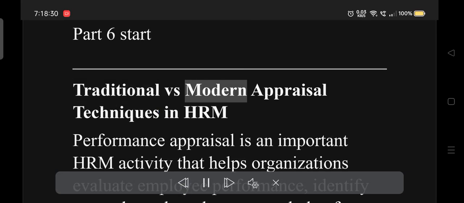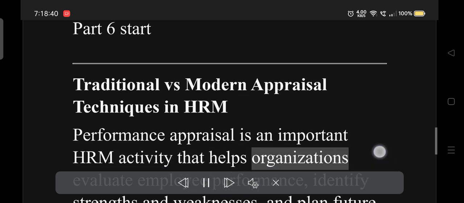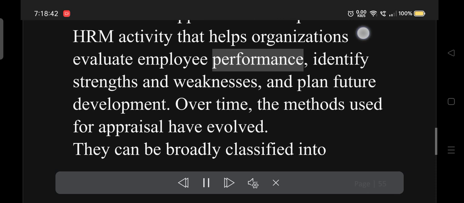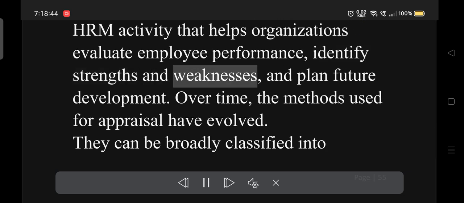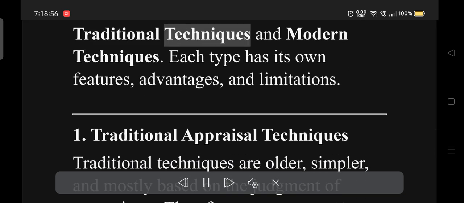Traditional versus modern appraisal techniques in HRM. Performance appraisal is an important HRM activity that helps organizations evaluate employee performance, identify strengths and weaknesses, and plan future development. Over time, the methods used for appraisal have evolved. They can be broadly classified into traditional techniques and modern techniques. Each type has its own features, advantages, and limitations.